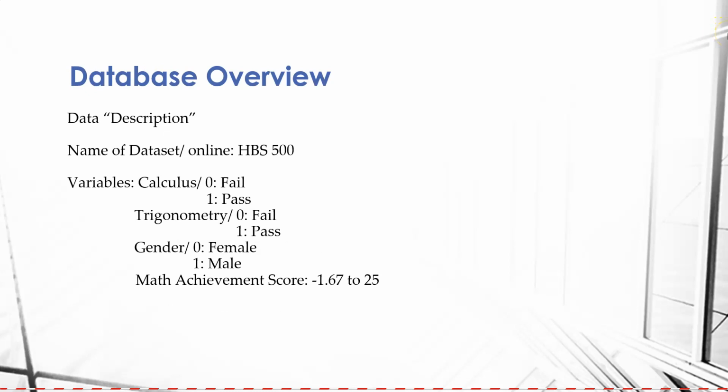Our data set online, HBS 500. We have 4 variables here. We have our outcome variable, calculus, pass or fail. Independent variable trigonometry, pass or fail. The courses, gender, female, male. And we have a math achievement test. 3 independent variables and 1 dependent variable, and it's dichotomous in nature.